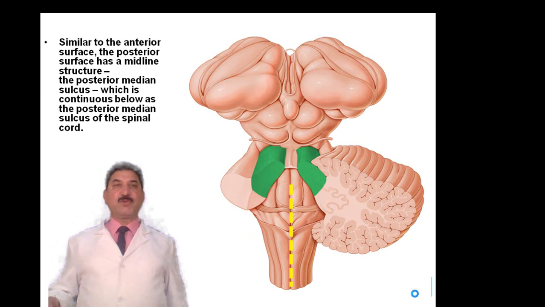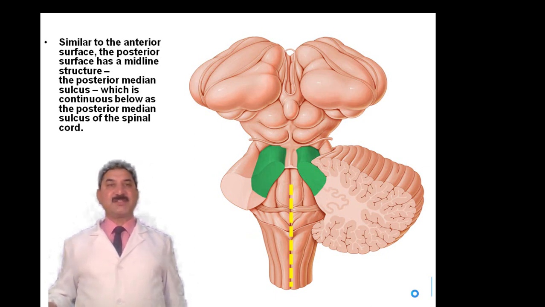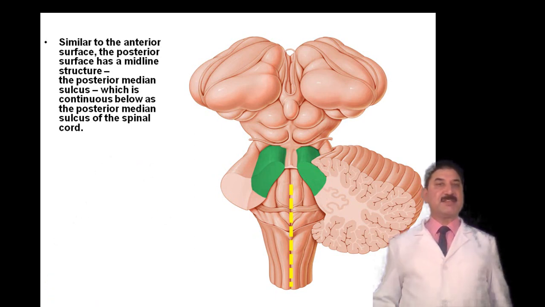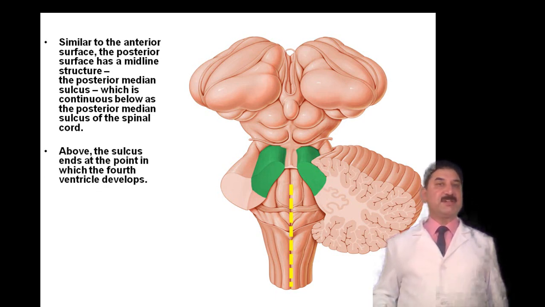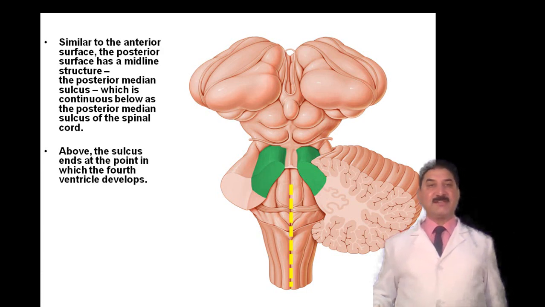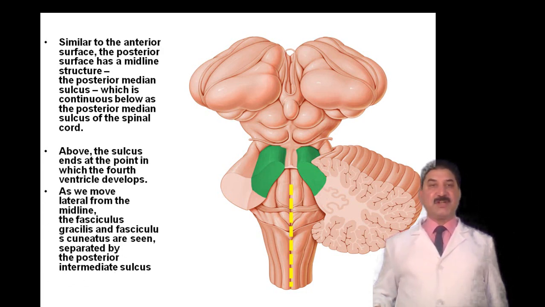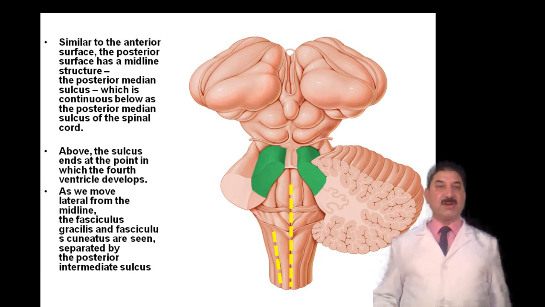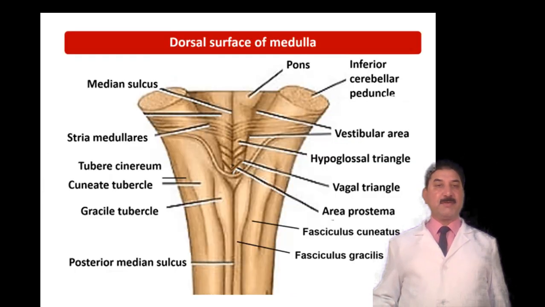Similar to the anterior surface, the posterior surface has a midline structure, the posterior median sulcus, which is continuous below with the posterior median sulcus of the spinal cord. Above, the sulcus ends at the point where the fourth ventricle develops. As we move lateral from the midline, the fasciculus gracilis and fasciculus cuneatus are seen, separated by the posterior intermediate sulcus.